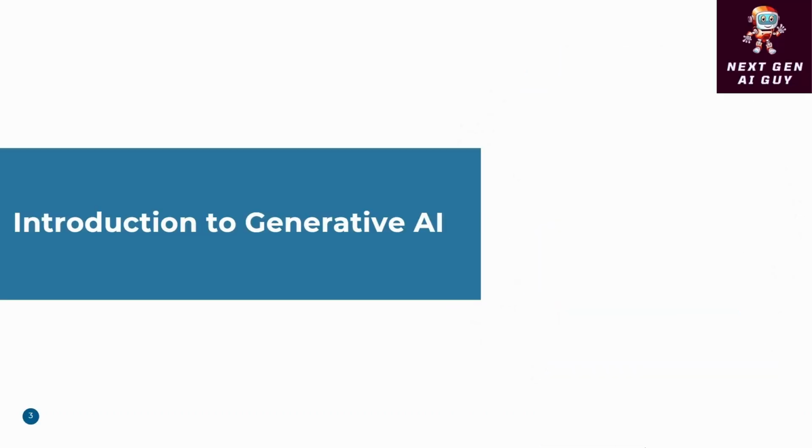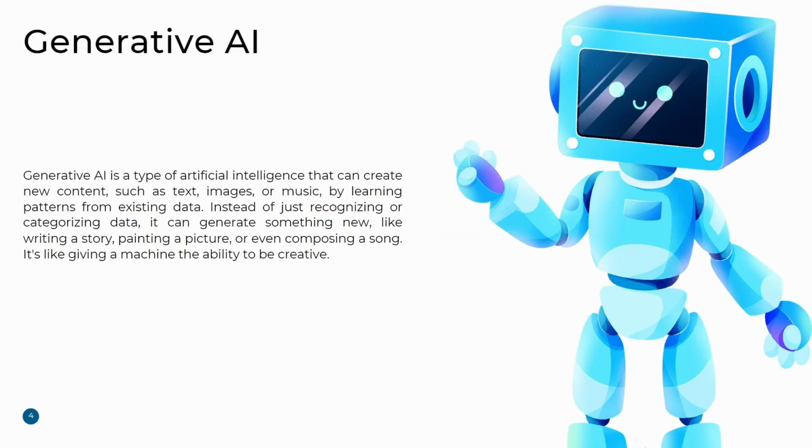So here we will see what exactly generative AI is. Generative AI is a type of artificial intelligence that can create new content such as text, images, music, or even videos based on the patterns it has learned from existing data. Unlike traditional AI, which mainly analyzes or classifies data, generative AI produces original content by predicting what comes next in a sequence, or by transforming existing information into new forms.